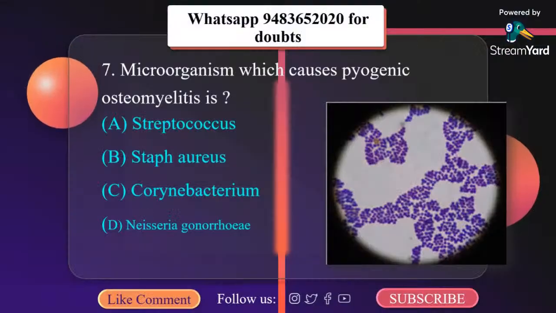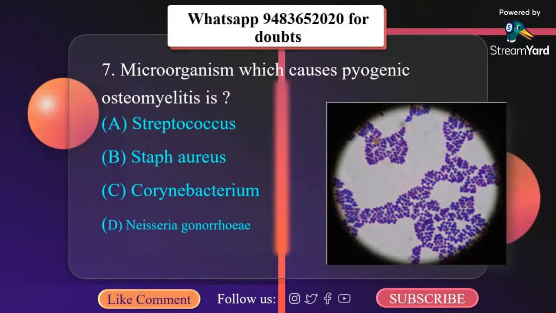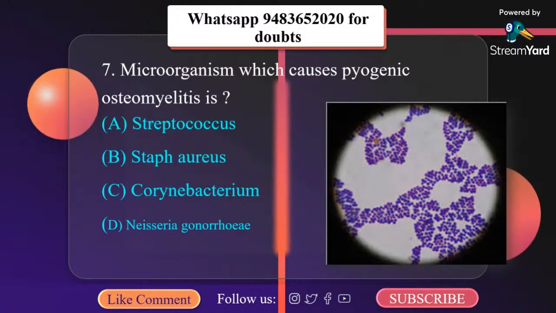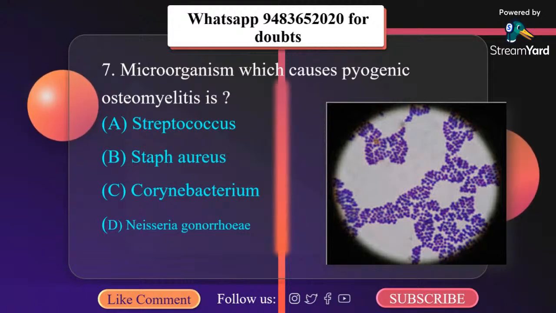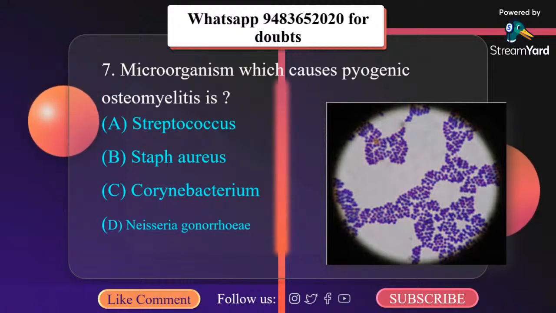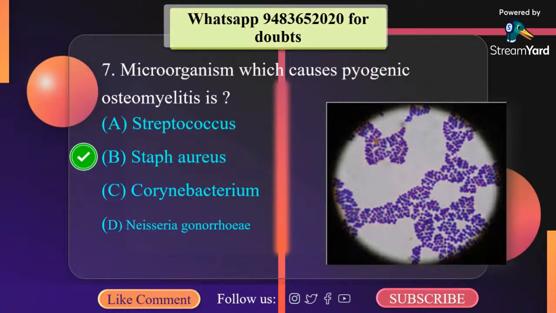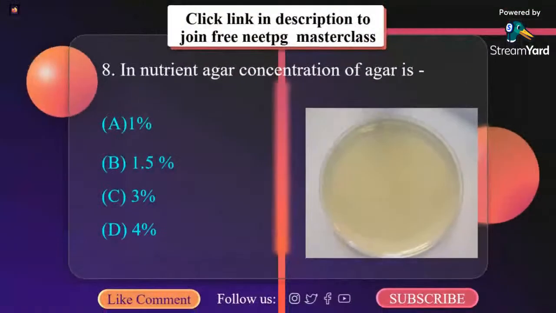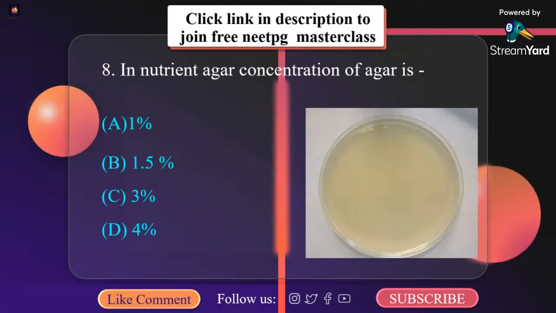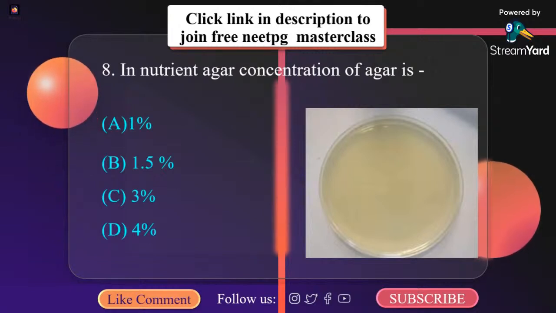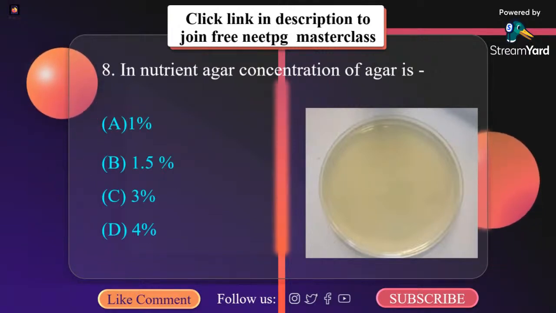Microorganism which causes pyogenic osteomyelitis is: A. Streptococcus, B. Staph aureus, C. Corynebacterium, D. Neisseria gonorrhoeae. It is Staph aureus which causes this pyogenic osteomyelitis. In nutrient agar, concentration of agar is: A. 1%, B. 1.5%, C. 3%, and D. 4%. It is 1.5%.